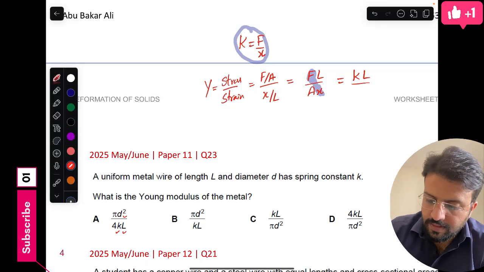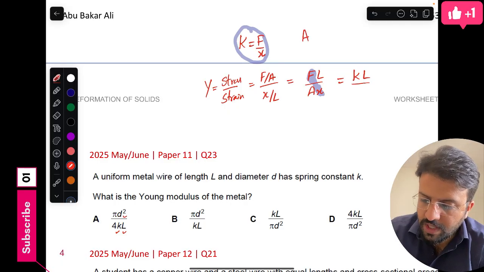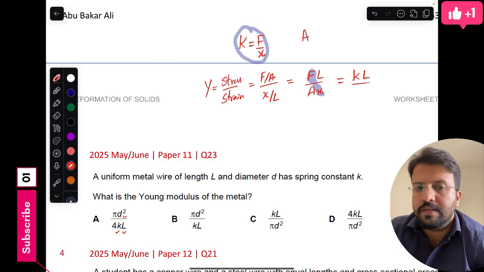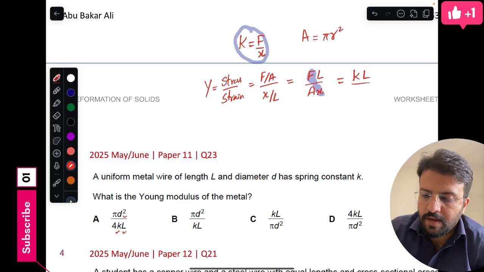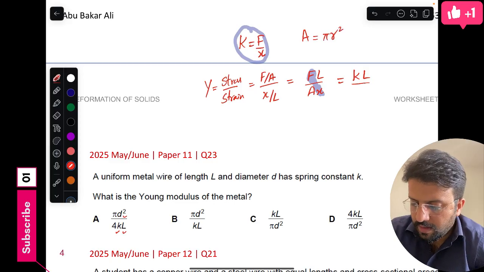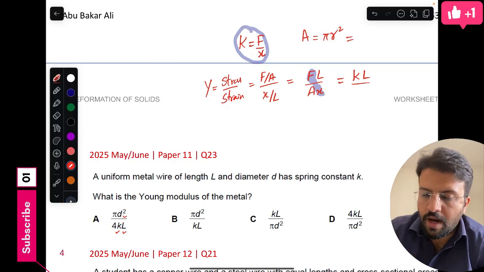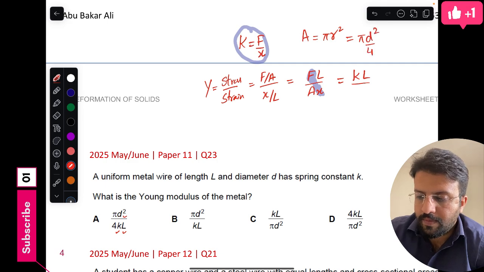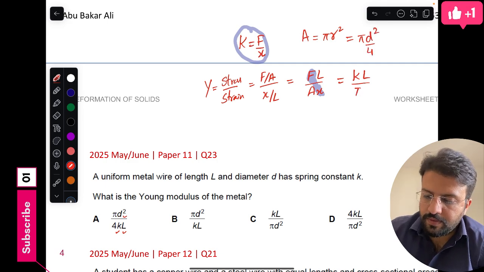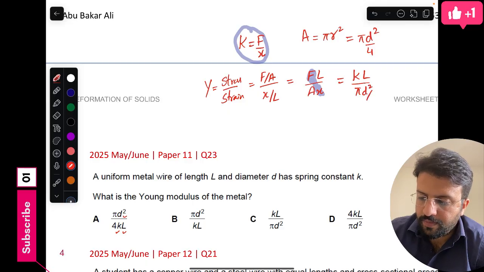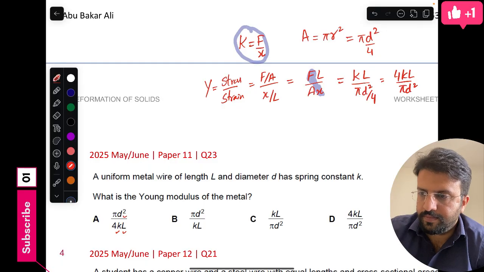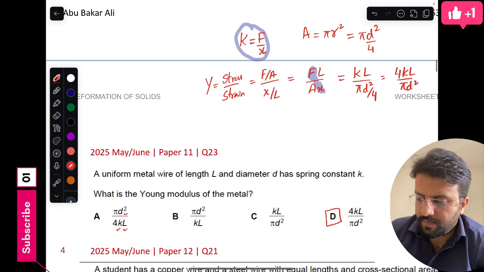There is no A in the options, so we have to change the area as well. A wire is always circular. The area of a circle is pi r squared, but there is no r in the options, so you have to convert it into the diameter. We know r is equal to d by 2, so the area is pi d squared divided by 4. Putting the value of A, it will give you 4 K L over pi d squared. So that is option D.